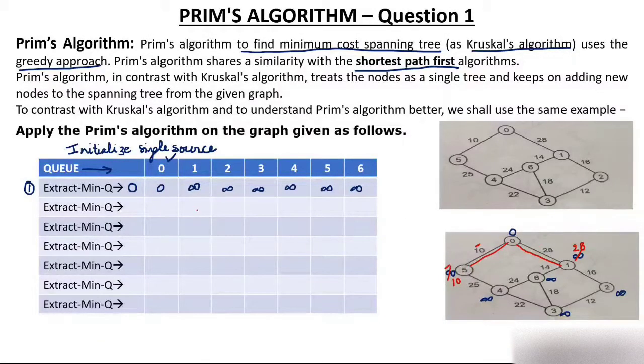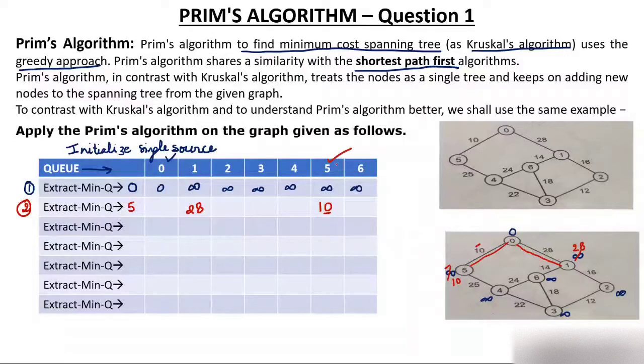So what changes took place is that the weight of node 5 has become 10, and the weight of node 1 has become 28. Fine. Again, what you do? Again, in the second step, you have to extract minimum from the queue, which is minimum. 10 is minimum, and the node is 5. So you have extracted node 5.